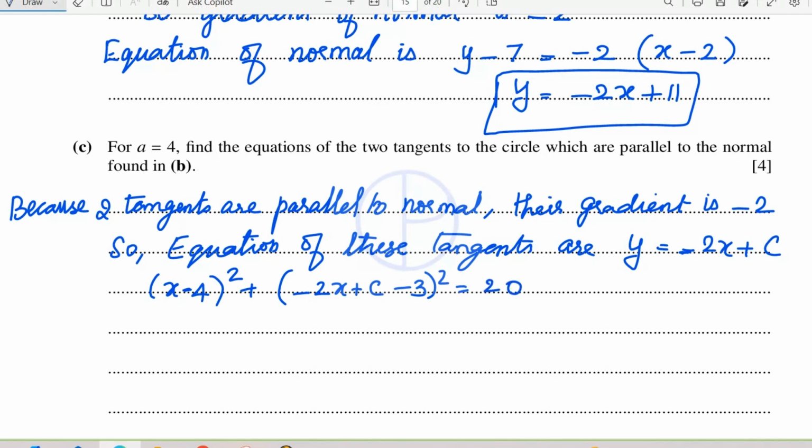Let's expand this one. x square minus 8x plus 16 plus 4x square minus 4x multiplied by (c minus 3) plus (c minus 3) the whole square equal to 20.